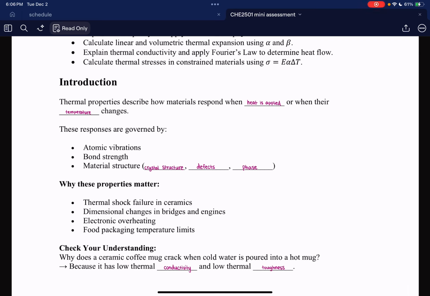Why do these properties matter? They matter because of real-world issues such as thermal shock in ceramics, dimensional changes in bridges and engines, electronics overheating, and temperature limits in packaging. Check your understanding. Why does a ceramic coffee mug crack when cold water is poured into a hot mug? Because it has low thermal conductivity and low thermal toughness.